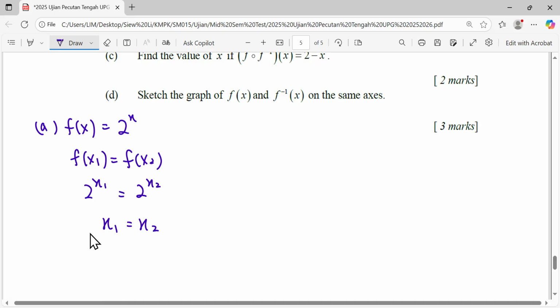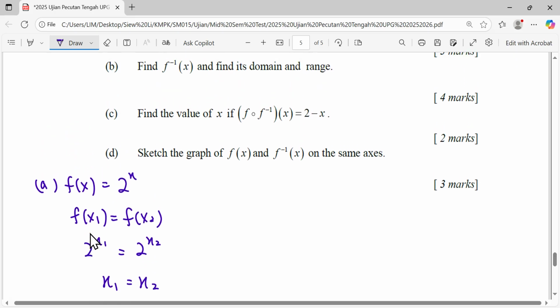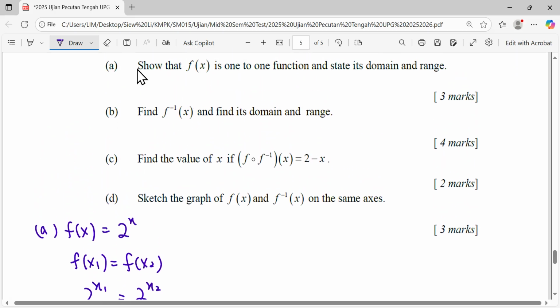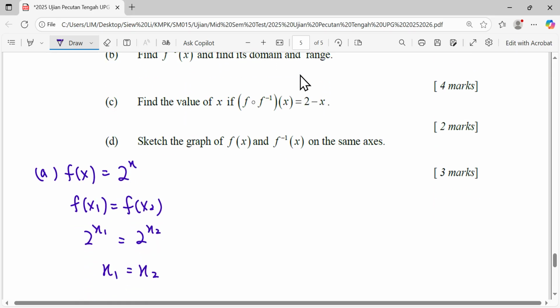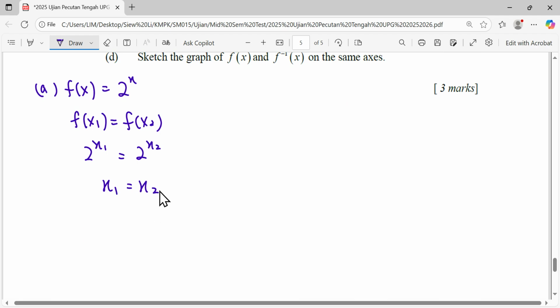To show this, we cannot stop our answer like this. We have to answer our question in a sentence. So we must write how you relate this result to the sentence. We must come up with a conclusion saying that x1 equals x2. So thus this function is a one-to-one function.